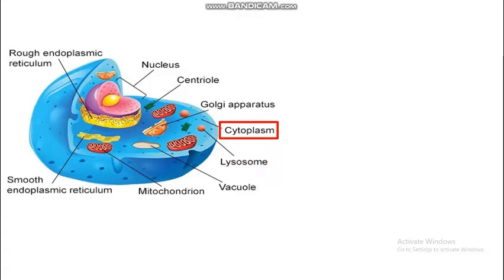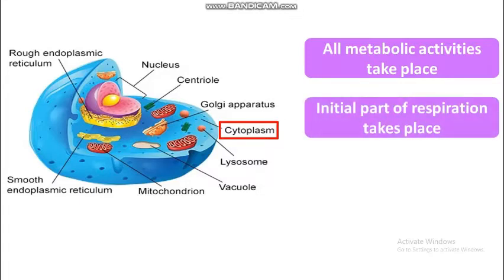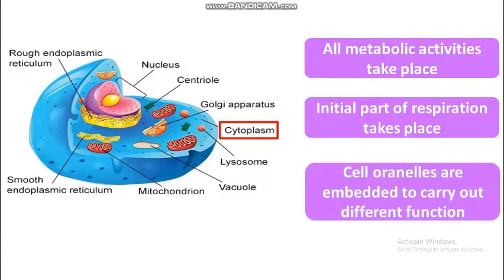Now, let us go into the function of the cytoplasm. It helps in the metabolic activities that take place. Next, the cytoplasm is the initial part of respiration, which takes place. Next, it is the place where all our cell organelles are embedded to carry out different functions. So we have also understood this about the cytoplasm.